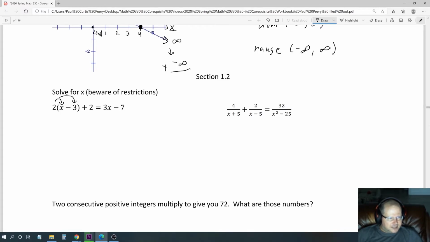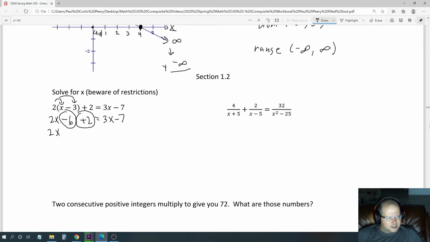So we say 2 times x, which is 2x. We say 2 times negative 3, which is negative 6. We keep the positive 2. There are no parentheses on the right side, so we just keep the 3x minus 7. Next step, we combine like terms. We only have a 2x, so we just bring down the 2x. But we do have a negative 6, or subtraction of 6, and a positive 2, or addition of 2.